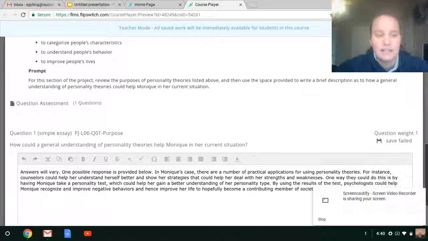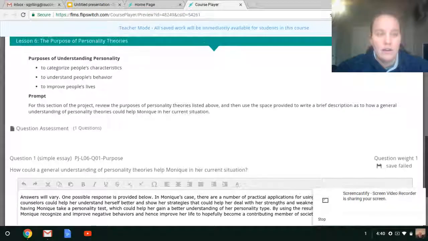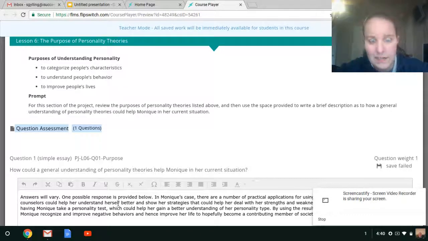So for lesson 6, you're going to review the purposes of personality theories listed above, and then use the space provided to write a brief description as to how a general understanding of personality theories could help Monique in her current situation. So this one's just a broad overview. How could those different theories help her? Then, and just so you know, for each of the sections, I'm not looking for anything super long. I want a paragraph. In each of the lesson sections, when you're working on your project, 1 paragraph's fine, 3 to 5 sentences. Just make sure they're good and that they're really well thought out.